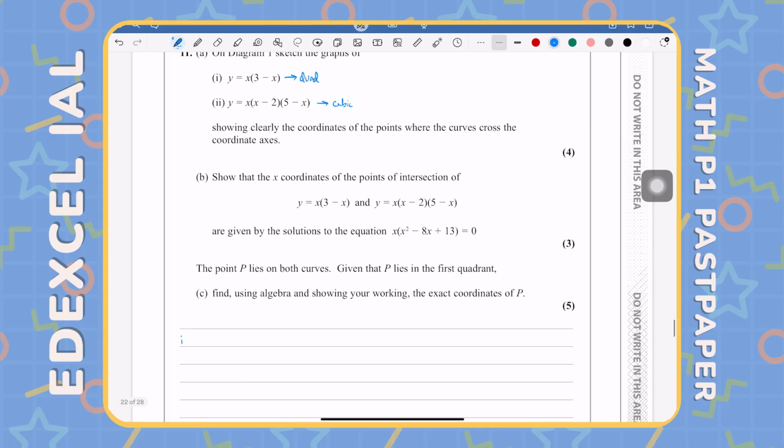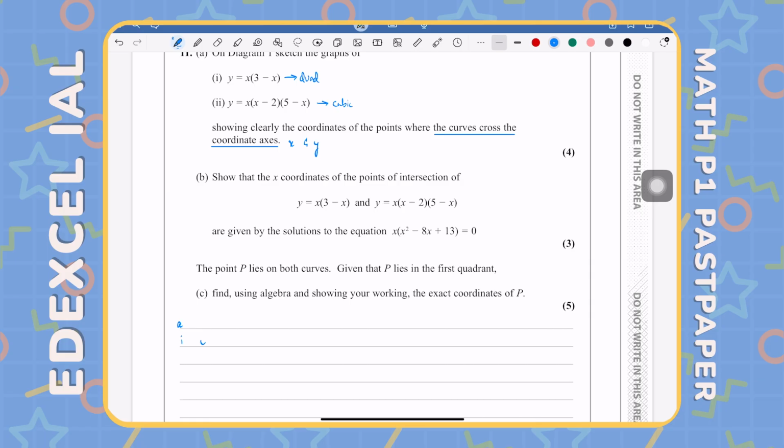So the first thing is that, in fact, let's read the question further because we do have some guidelines, and it says showing clearly the coordinates of the point where the curves cross the coordinate axes. That means the x and the y-intercepts. Okay, so we have to make sure that we show the x and the y-intercept. So let's start, let's find the x and y-intercepts.